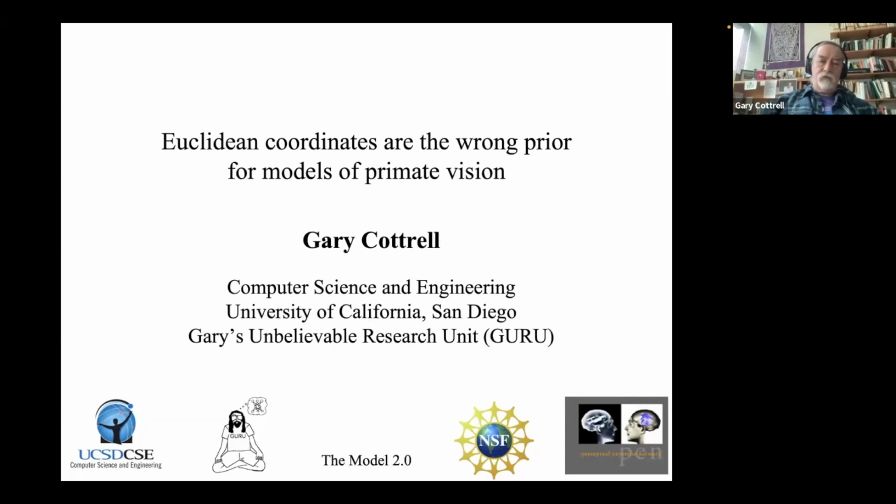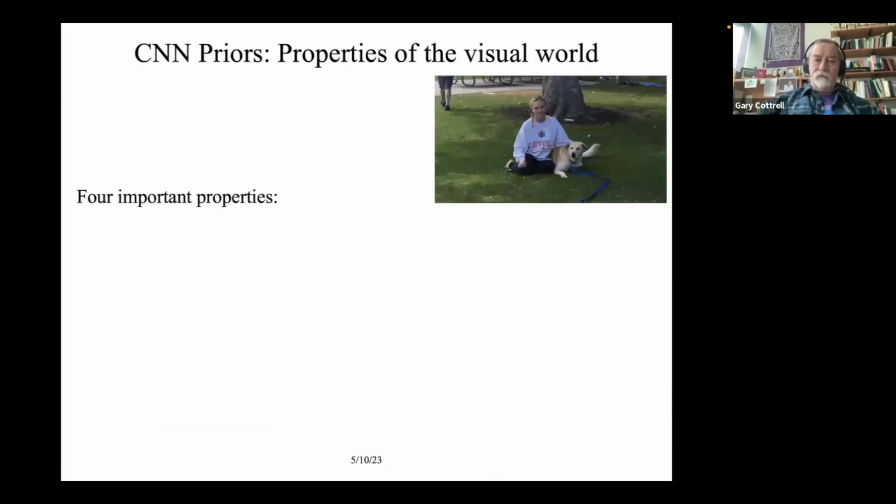I just want to warn you, there will be no spikes, no equations. This is more high-level modeling. So I want to start by talking about CNNs, and they encode several priors.